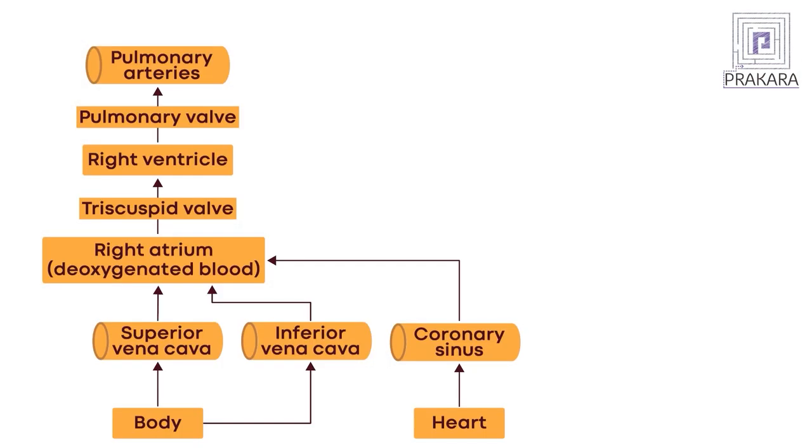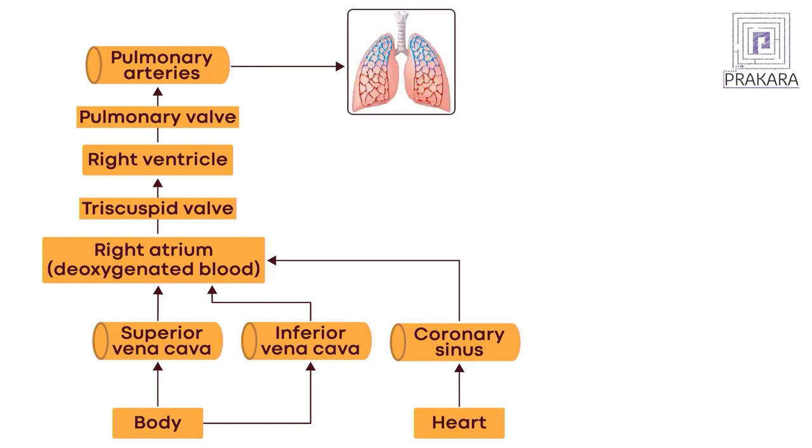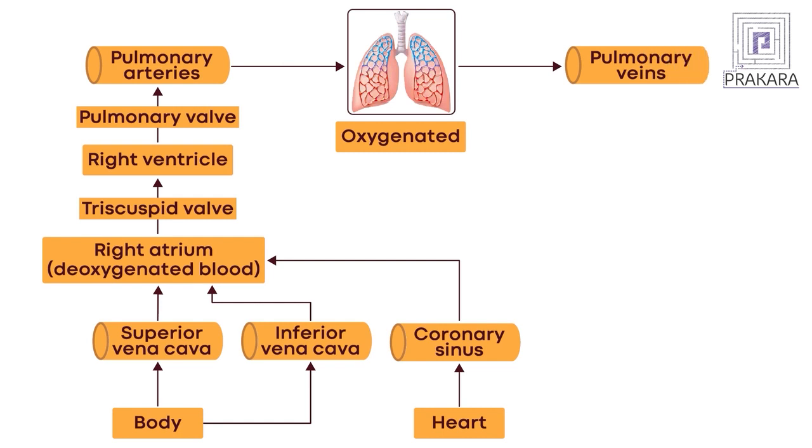Okay. So, coming back, all the deoxygenated blood from the right atrium goes via the tricuspid valve into the right ventricle, from where it goes via the pulmonary valve into the pulmonary arteries, and these pulmonary arteries then take that blood and give it to the lungs. Now, from the pulmonary artery, the blood goes into the lungs, right? In the lungs, the blood gets oxygenated, and then this oxygenated blood comes back into the heart via the pulmonary veins. It comes into the left atrium.